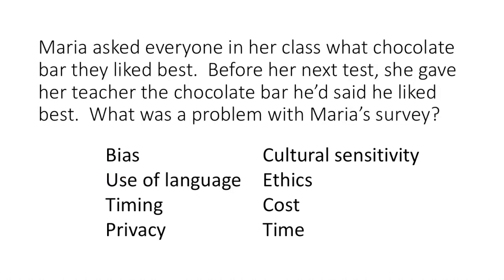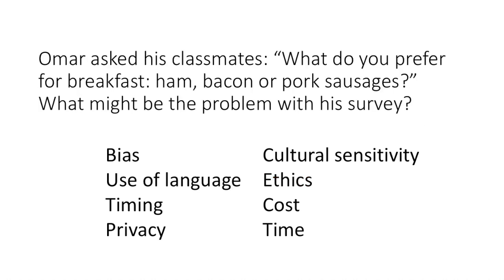All right, next up. Maria asked everyone in her class what chocolate bar they liked best. Then before her next test, she gave her teacher the chocolate bar he said he'd like best. What's the main influencing factor with Maria's survey? This one's a little bit tricky, but it's ethics. So Maria is benefiting from the survey by bribing her teacher. So it's ethically sort of not a really great thing to do, and that makes this the influencing factor here, ethics.